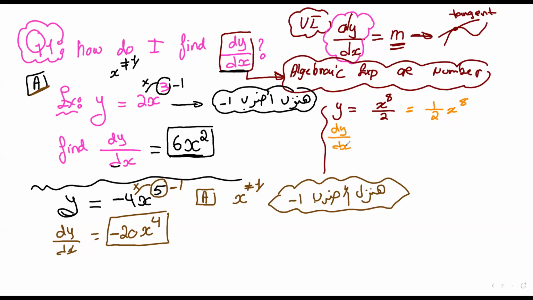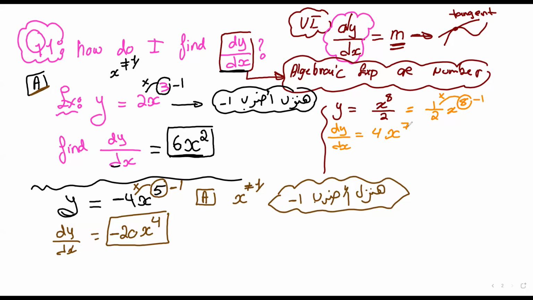The question of the day is find dy by dx. قلنا if the power of x is not 1 هنزل أضرب minus 1. Take the power, multiply by the coefficient ونقص 1. So 8 times half is 4. You must write the letter x to the power of a, x to the power of 7.